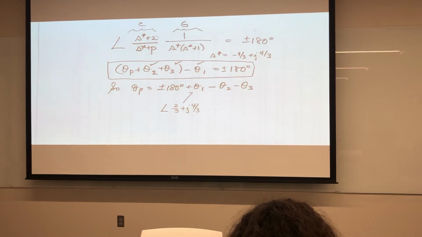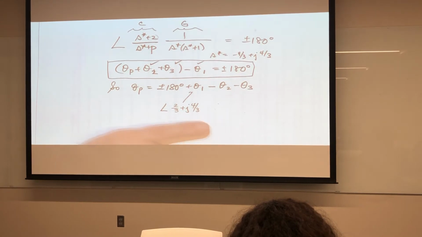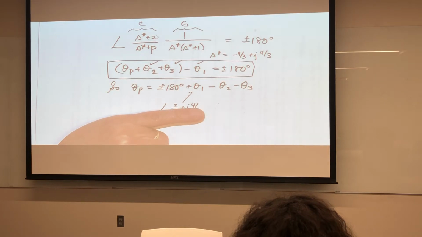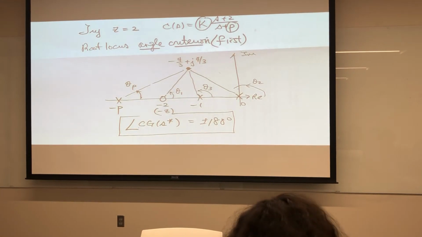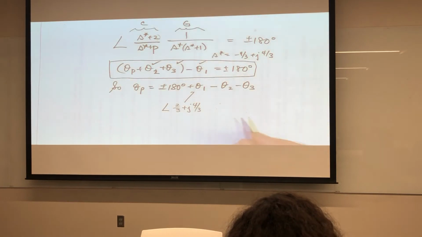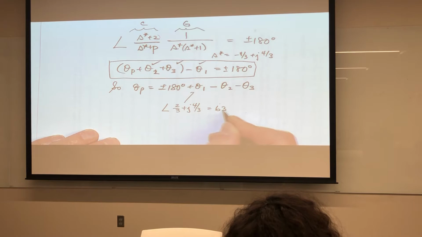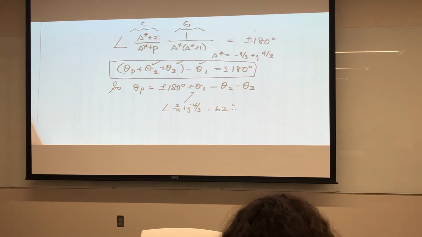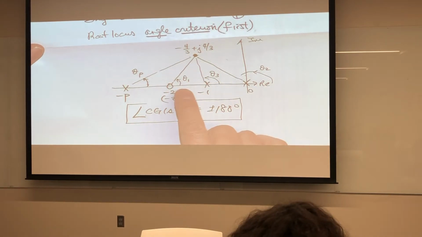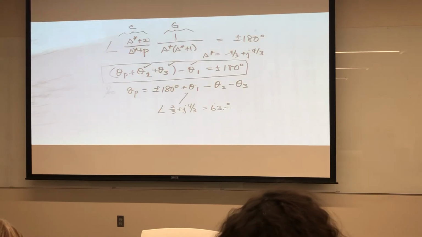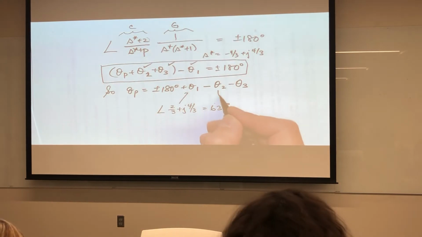Pop that in your calculator and see what you get. I think it should be the same thing as 2 plus j4. Anybody got a number for me? 63? 63 point something, right? 63 and some change degrees. Now, a good engineer would say, does that look like it could be 63 degrees? All right. Do the same thing here with theta 2.